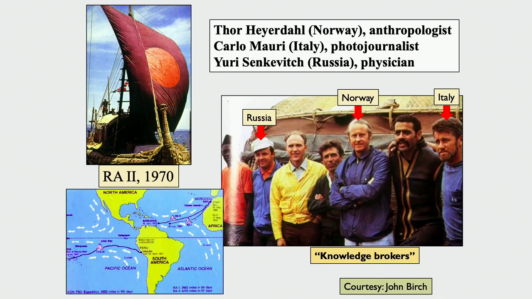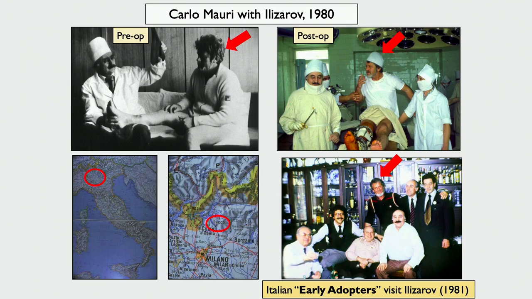Carlo had an infected malunion of the tibia that had been treated multiple times by Italian surgeons but never got fixed. Carlo told Senkovich about this, and Senkovich told him of this guy, Ilizarov, in Kurgan, Russia. So sure enough, Carlo goes to Kurgan, and here you can see both of them smoking, which is not to be replicated.